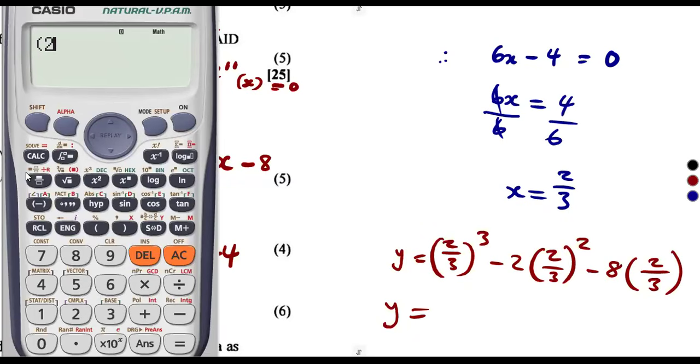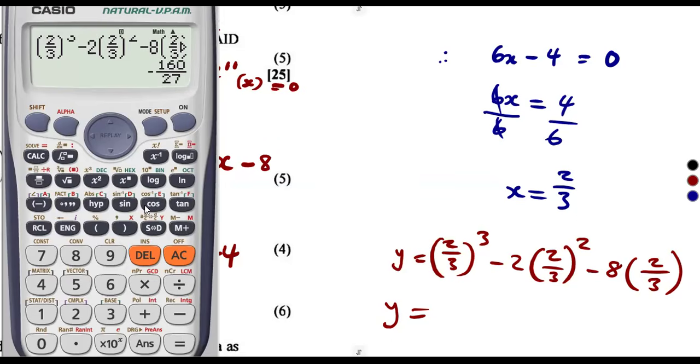All right, so let's just figure out what we're going to have. Open bracket 2 over 3 to the exponent of 3, minus 2, open bracket, 2 over 3 to the exponent of 2. Sorry, just move this one aside, guys. Then minus 8 into 2 over 3. So that was going to give us negative 160 over 27, or as a decimal, negative 5.